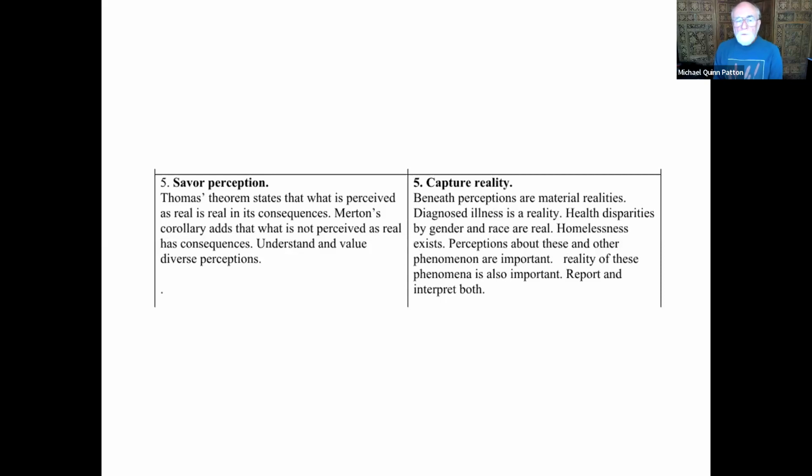Savor perception. Thomas's theorem states that what is perceived as real is real in its consequences. Merton's corollary adds that what is not perceived as real has consequences. Understand and value diverse perceptions. That's fundamental to constructivism and social construction. But there's also a real reality out there. Capture reality. Beneath perceptions are material realities. Diagnosed illness is a reality. Health disparities by gender and race are real. Homelessness exists. Perceptions about these and other phenomena are important. Reality of these phenomena is also important. Report and interpret both. Savor perception, capture reality.